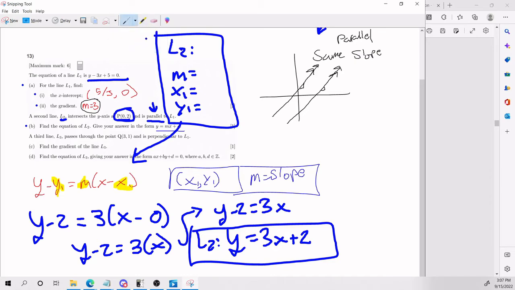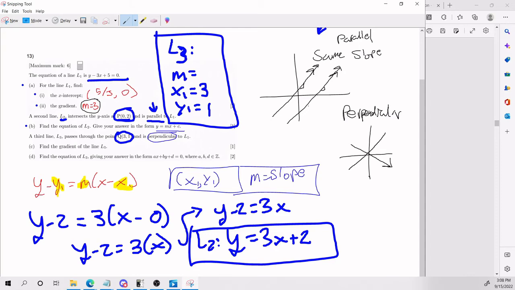So we're now looking at L3. They tell us that L3 has a point (3, 1). So that means my x1 is 3, my y1 is 1. My m, they tell us it's perpendicular to L1. Perpendicular lines look like this. Perpendicular lines would be something like that.